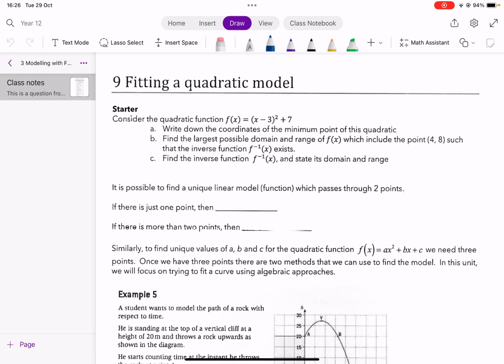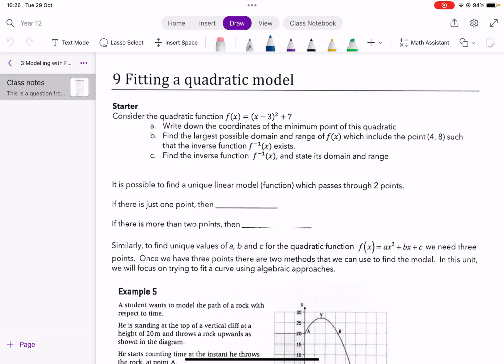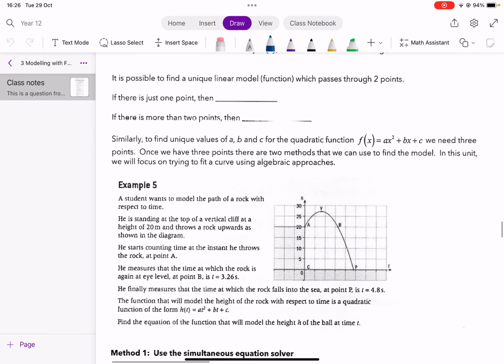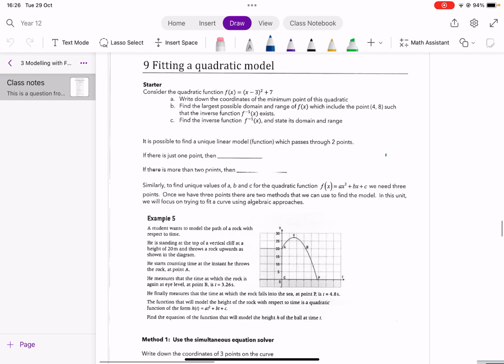So we are looking at fitting quadratic models today. We will come back to this topic a little bit later when we look at regression, but for now we're just going to focus on a slightly more algebraic approach. So if we think about linear functions first of all, if we know 2 points, then we know that there is one straight line that goes through those 2 points, a unique linear model. If we only had 1 point, however, there would be too many options, because really we can draw an infinite number of straight lines that go through that 1 point.